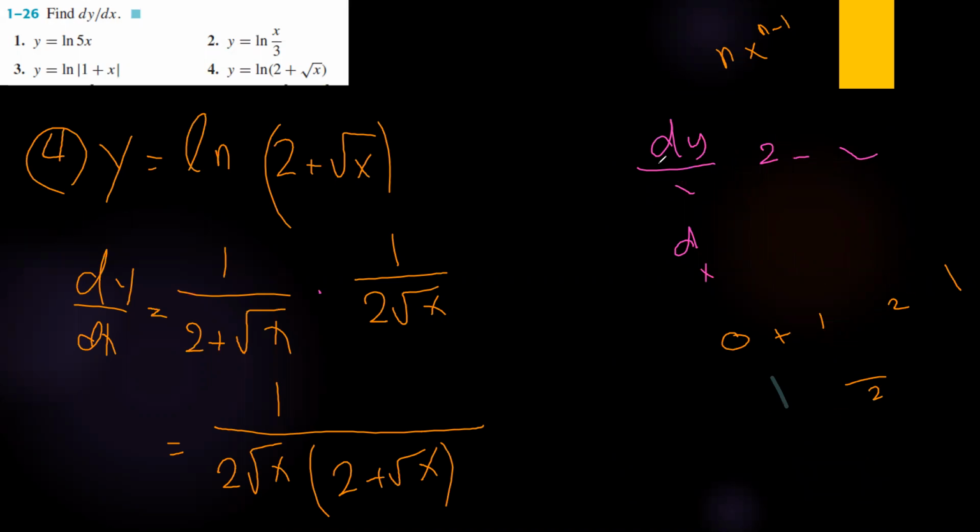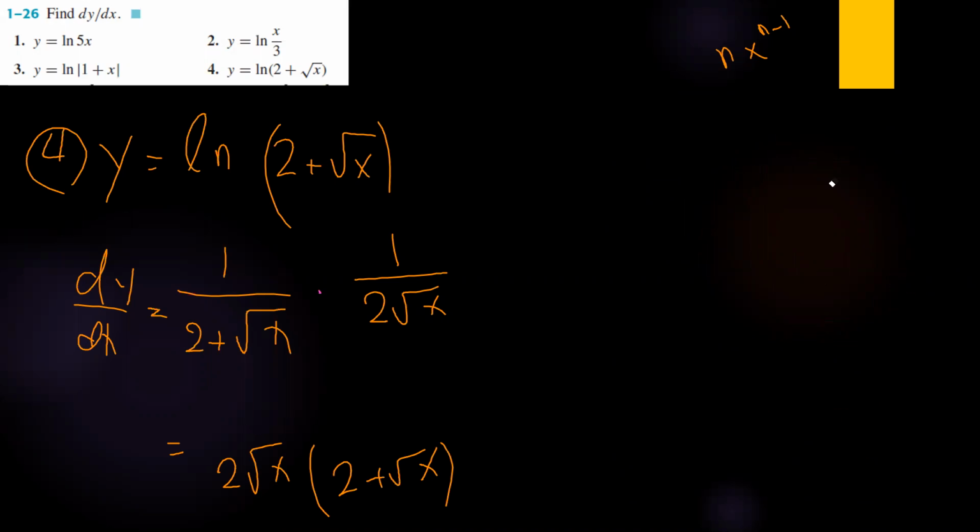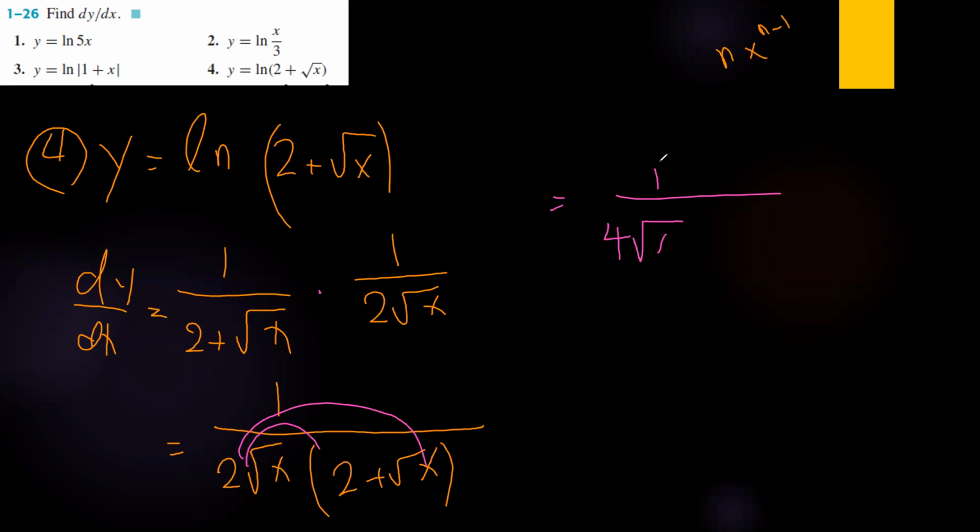Now, we can simplify it by using the distributive property. It is 1 over 2 square root of x times 2, which is 4 square root of x, plus 2 square root of x times square root of x, which is 2x. So it would be 1 over 4 square root of x plus 2x. Do you have any question? No, teacher.